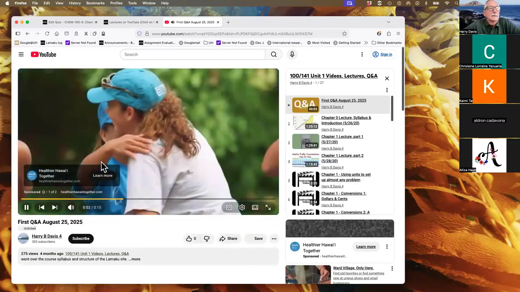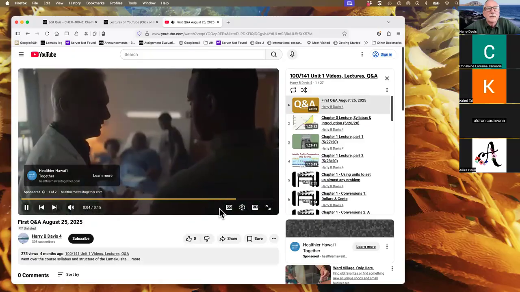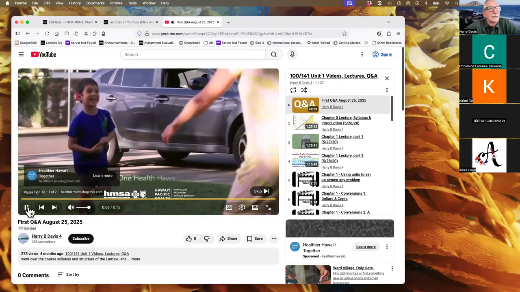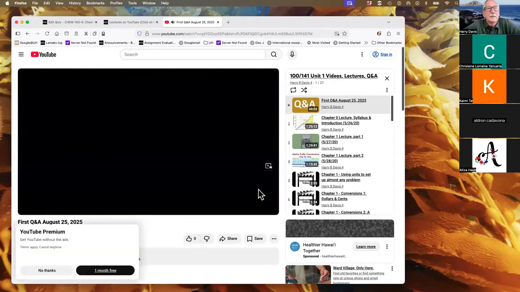Hawaii is among the healthiest states, but healthcare is now less affordable and accessible. HMSA and Hawaii Pacific Health.